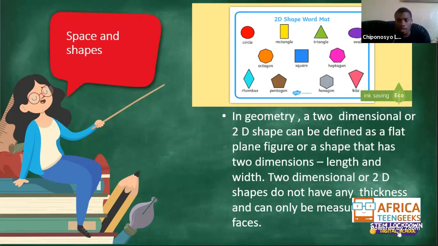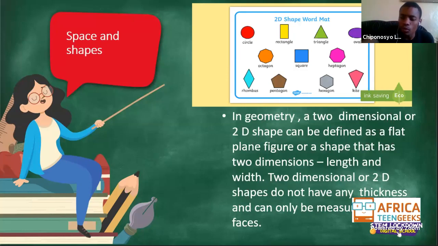So in geometry, a two-dimensional or 2D shape can be defined as a flat plane or a shape that has two dimensions, which are length and width. Two-dimensional shapes do not have any thickness and can only be measured with two faces. So it's a flat shape and it only has length and width.